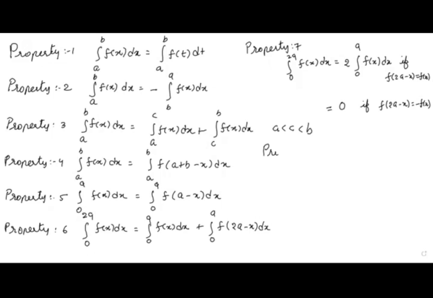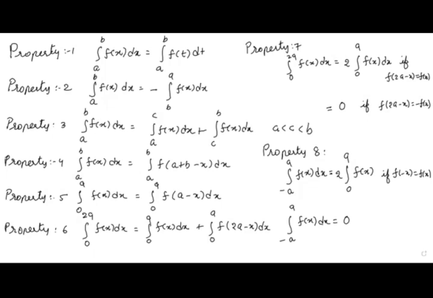Property 8: minus a to a f of x dx can be written as 2 times 0 to a f of x dx if you get f of minus x as f of x only, that is if your function is even, and minus a to a f of x dx, the value of this integration is 0 if your function is odd, that is f of minus x is minus f of x.